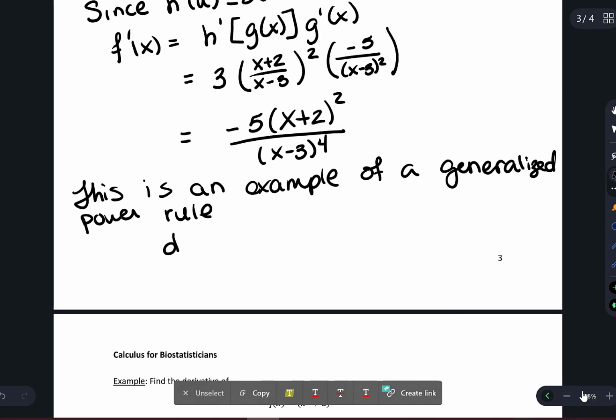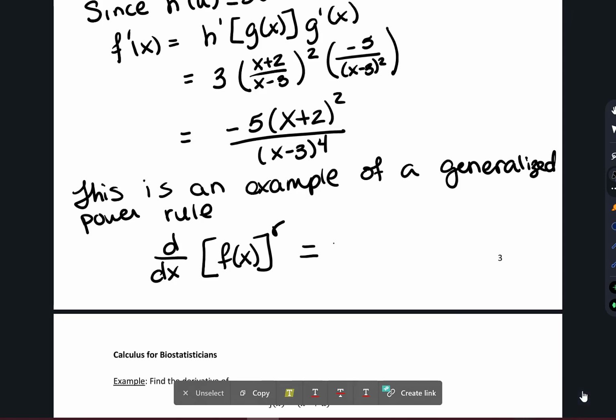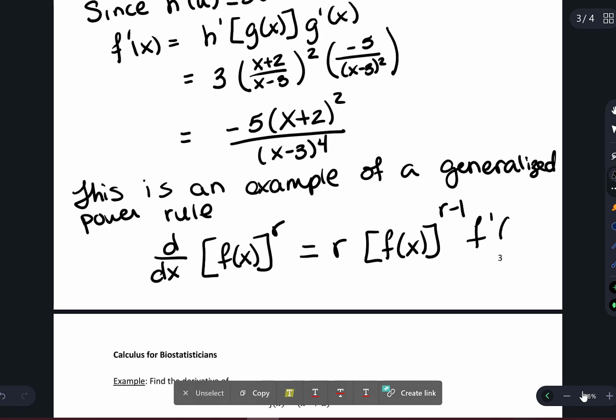So in other words, if I want the derivative of a function to a power, that's going to be equal to r times f of x to the r minus 1 times the derivative of f of x. And so this is by application of the chain rule.